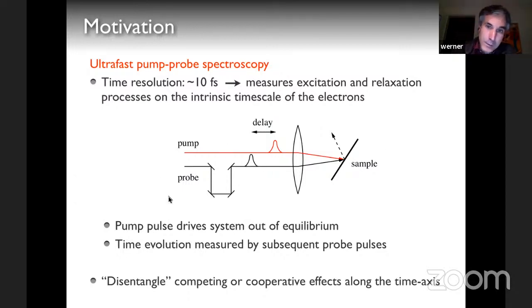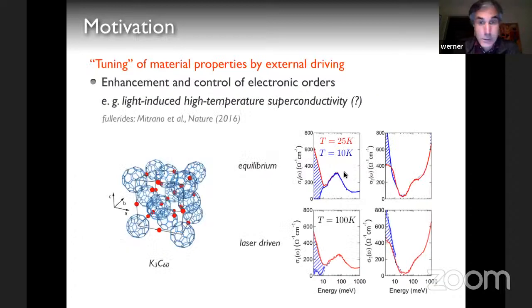One hope in doing these experiments is that they allow us to disentangle competing or cooperative effects along the time axis. For example, if an electronic ordering transition couples to the lattice, it's often difficult in equilibrium to understand what is the electronic or phononic contribution to this order. But if electrons and phonons have different characteristic timescales, then by doing these types of experiments, one can hope to understand the relative importance of the two contributions.